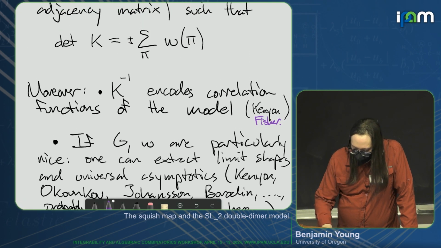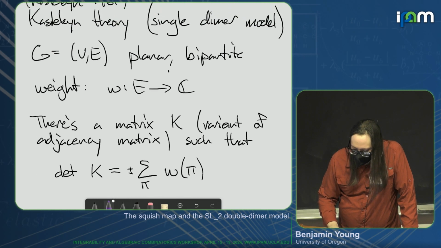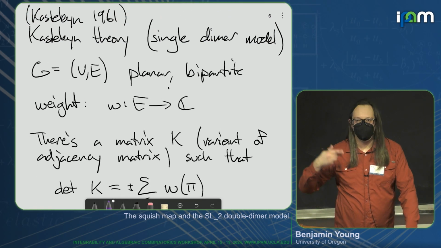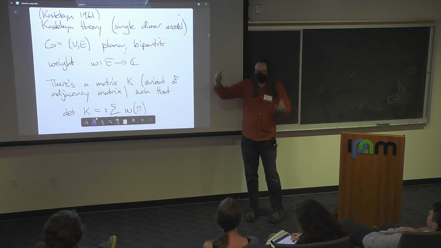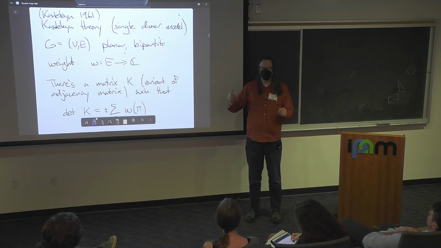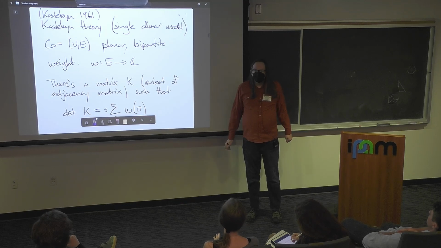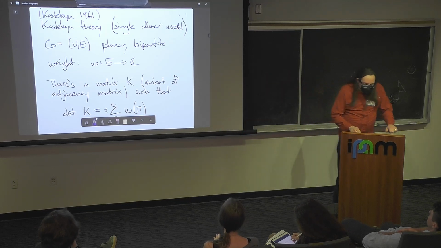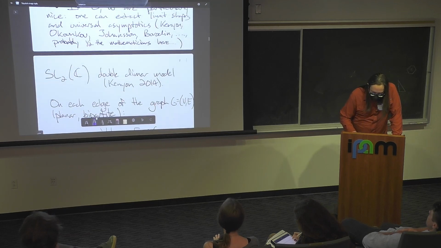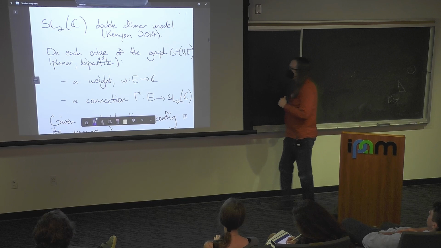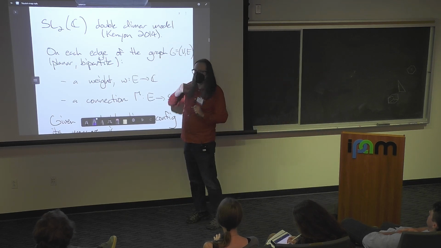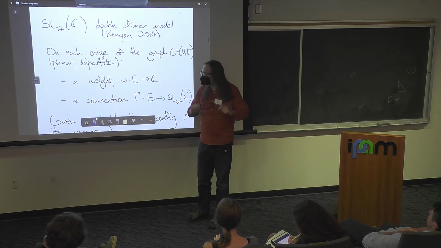Anyway, what do I want you to take away from this? The single dimer model is very well understood. It falls into the class of models that we understand so well we can almost know everything we want to know about it. Unless something has developed since the last time I looked into this, I don't think that's the case for this SL2C double dimer model, and I can maybe give you some indication why.